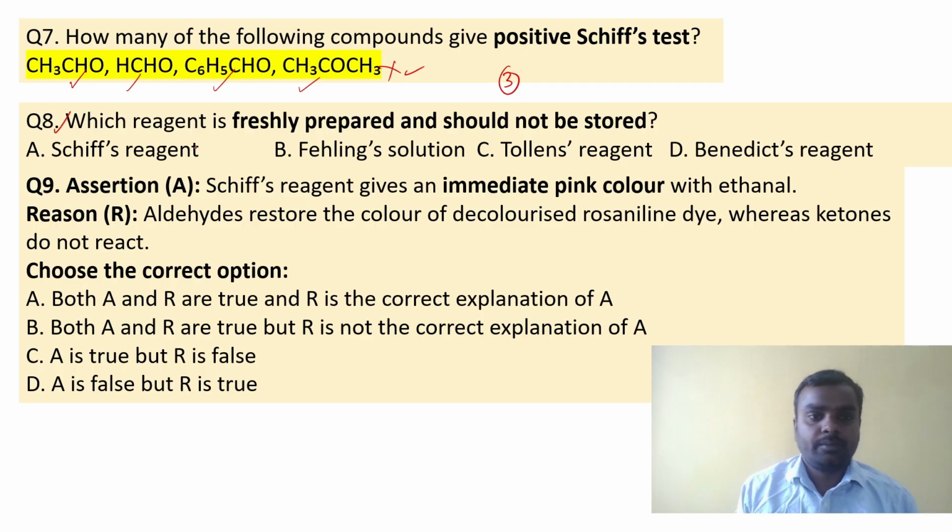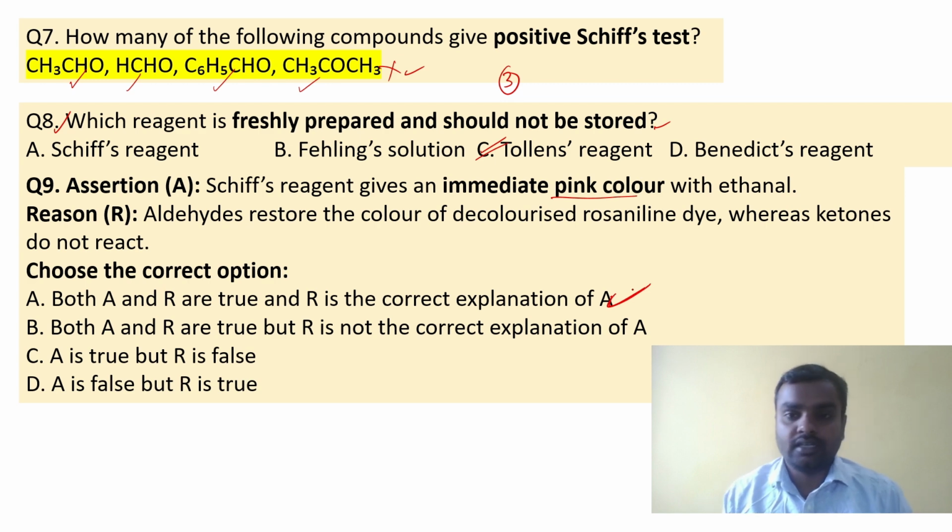Question number 8: which reagent is freshly prepared and should not be stored? That is the ammoniacal silver nitrate, Tollens reagent. So C is the right answer. Assertion: Schiff's reagent gives an immediate pink color with ethanal. Correct, since the aldehyde is present. Reason: aldehydes restore the color of the decolorized rosaniline dye, whereas ketones do not react. So the assertion is right and the reason also correctly explains it. That is option A.